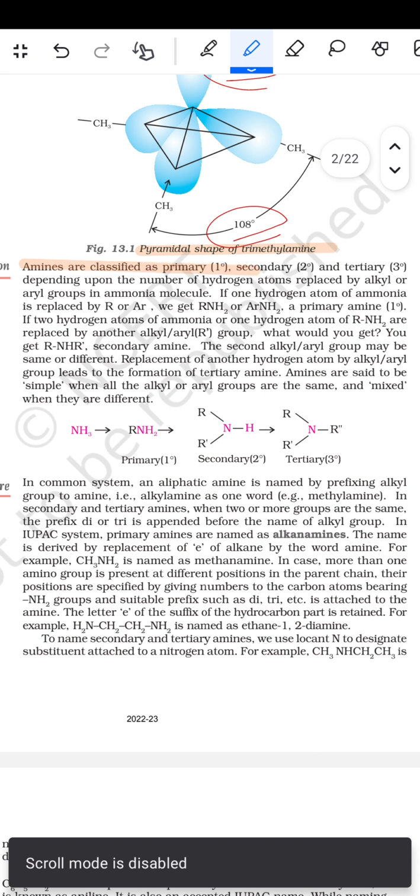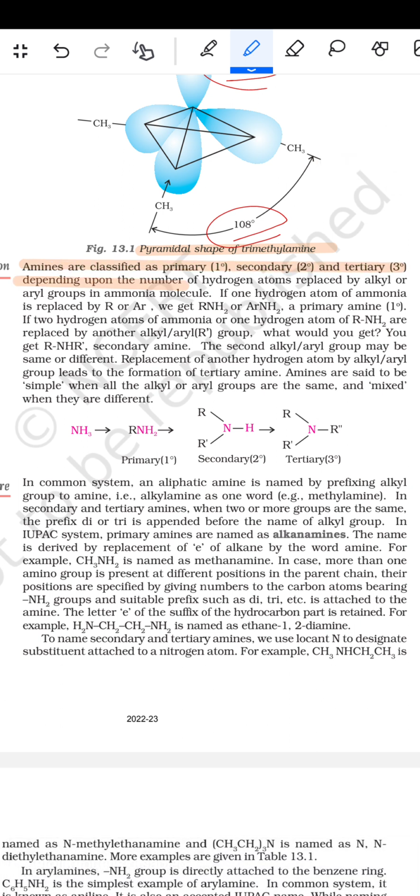Amines are classified as primary, secondary, and tertiary depending upon the number of hydrogen atoms replaced by alkyl or aryl groups in the ammonia molecule. If one hydrogen atom of ammonia is replaced by R or Ar, we get RNH2 or ArNH2, a primary amine. If two hydrogen atoms of ammonia or one hydrogen atom of RNH2 are replaced by another alkyl or aryl group, what would you get? You get R-NH-R, a secondary amine. The second alkyl or aryl group may be the same or different. Replacement of another hydrogen atom by an alkyl or aryl group leads to the formation of a tertiary amine.